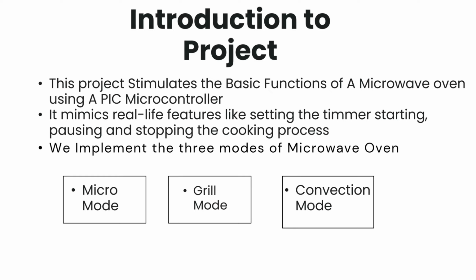Now, let us understand the modes of microwave oven. In our project, we have implemented three operating modes, just like a real microwave oven: micro mode, conventional mode, and grill mode. Now let us understand what these modes represent. So micro mode is basically the normal heating mode. Then conventional mode is the baking style heating, and the grill mode is surface heating. Each mode has different time and behavior settings, which are controlled using keypad inputs and displayed on the LCD.